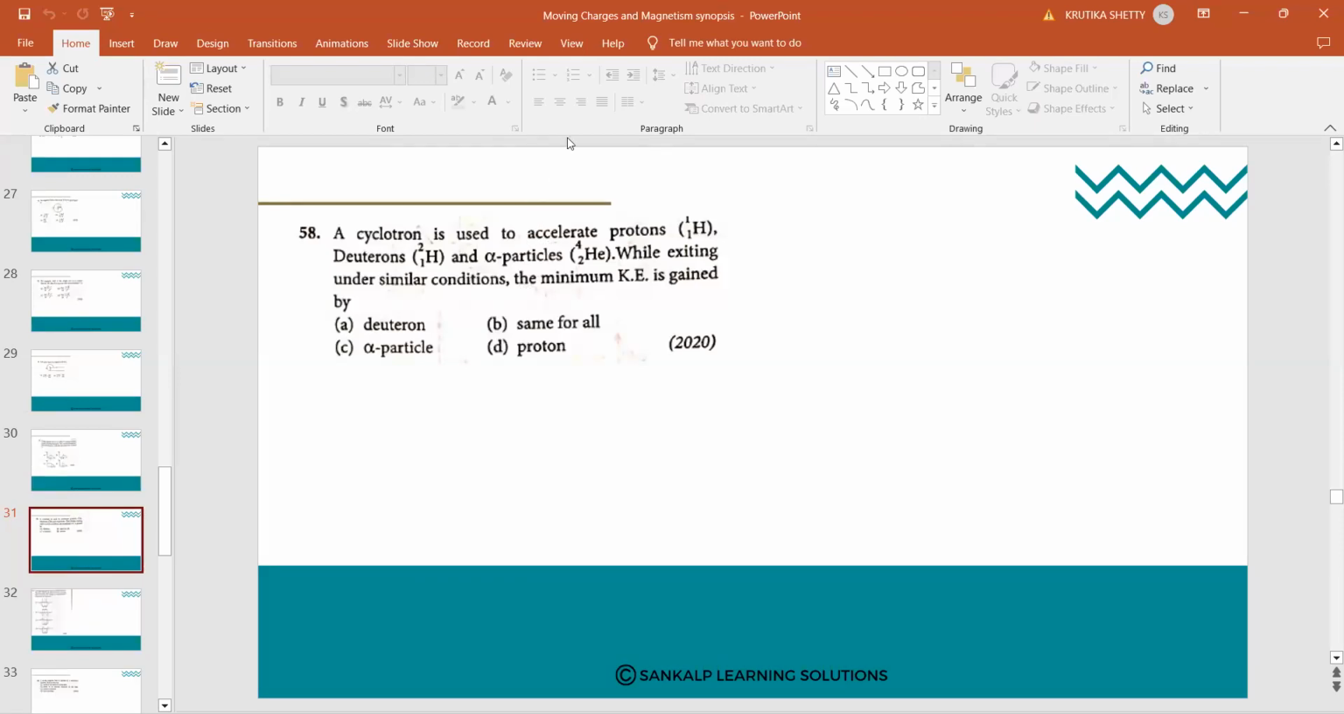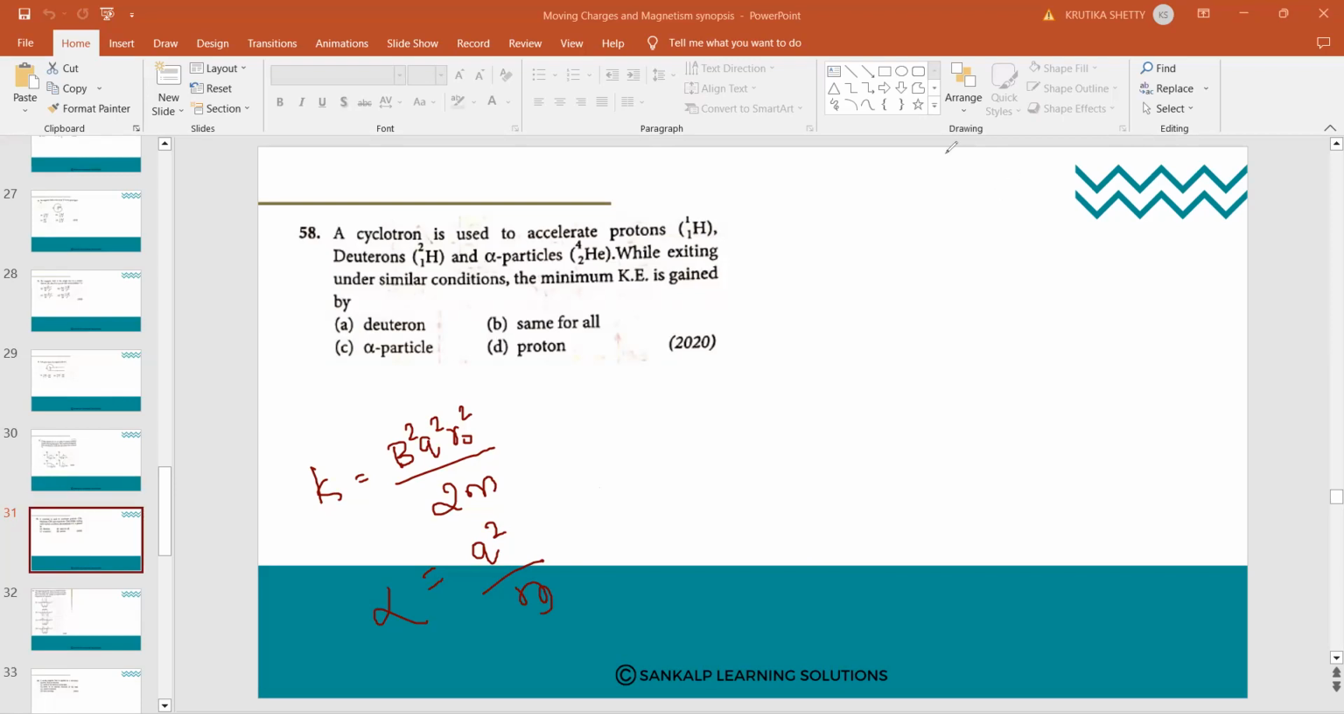You already know the kinetic energy expression for the cyclotron. The kinetic energy is B square Q square r0 square divided by 2 into M. Therefore K max is directly proportional to Q square by M. That means mass should be less and Q value should be more for the kinetic energy to be maximum. But they are asking for minimum. For minimum, the Q value should be less and mass should be more.